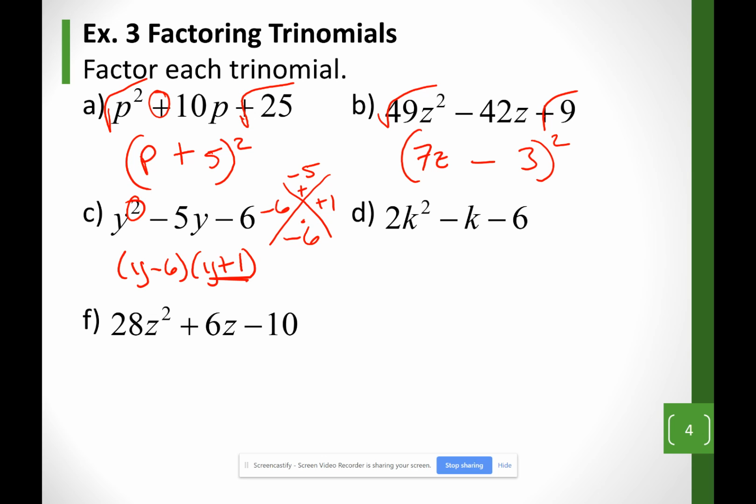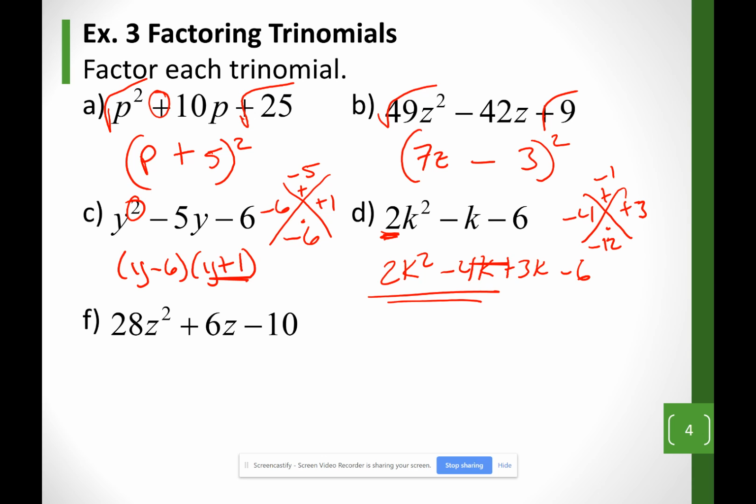Now looking at example D, I think of perfect squares. This case is not. So I'm thinking now of two numbers that multiplied equals -12, but when I add them is equal to -1. My numbers will be -4, +3. Because my leading coefficient is not a 1, this is just how I'm going to split my middle term. So I'm going to do 2k squared minus 4k plus 3k minus 6.